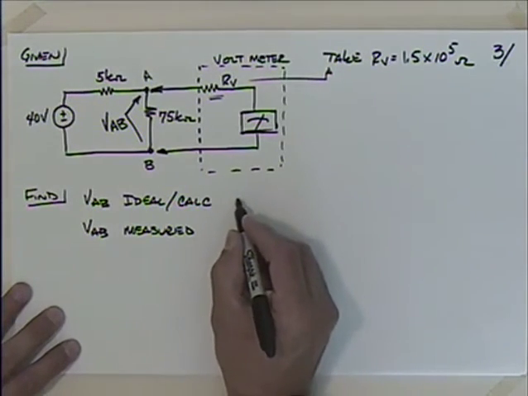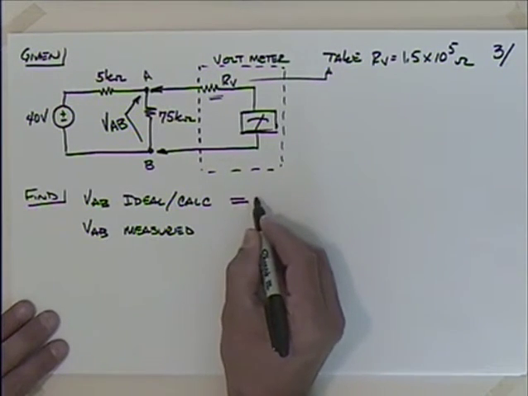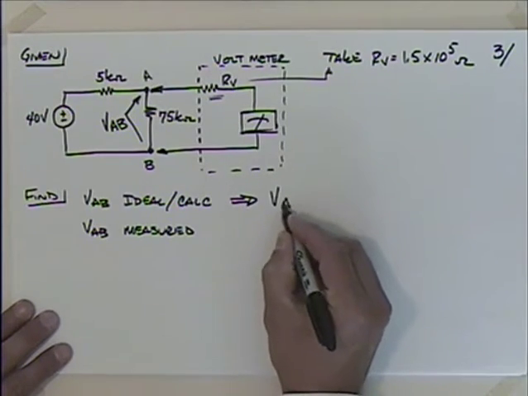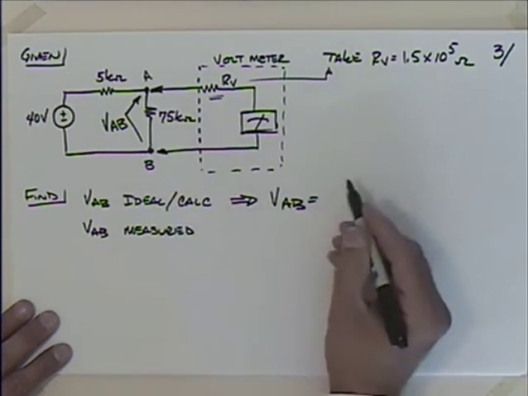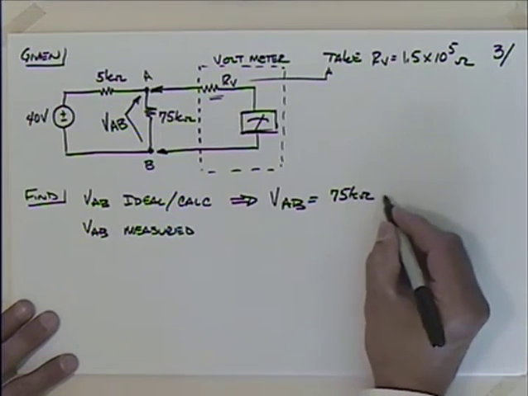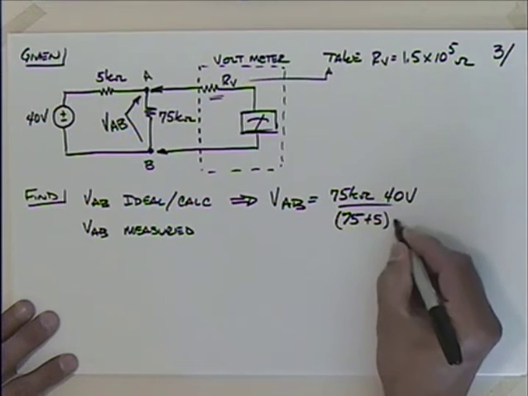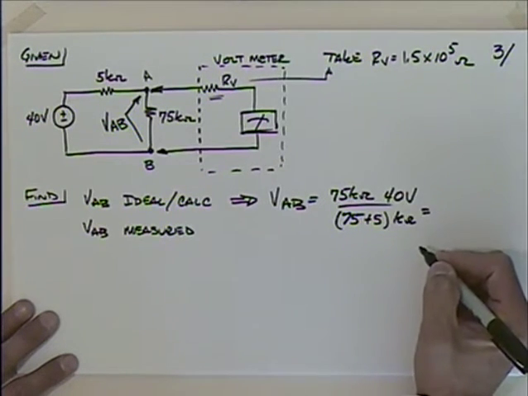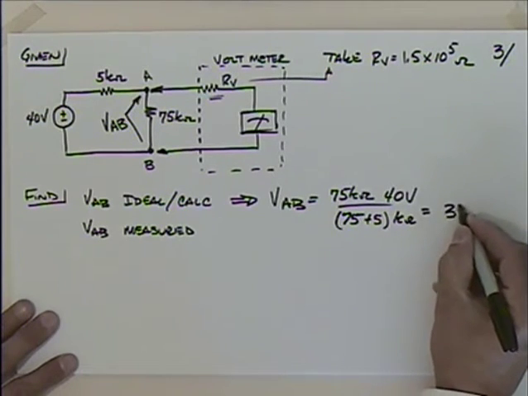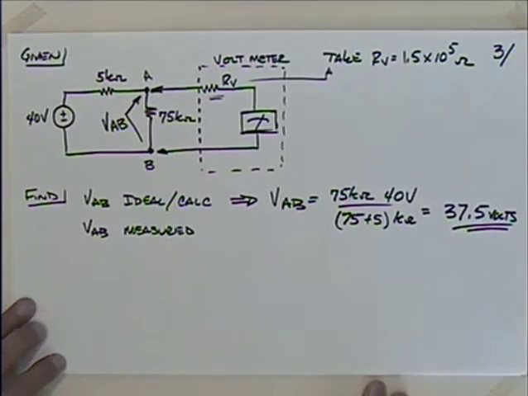So we can say that this is really equal to, I mean, this is simple voltage division, isn't it? If I take the 75 k ohms times the 40 volts, and I divide by 75 plus 5 k ohms, or 80 k ohms, the k ohms cancel, and you come up with 37.5 volts. Okay, 37.5 volts. Ideally, that's what it is.